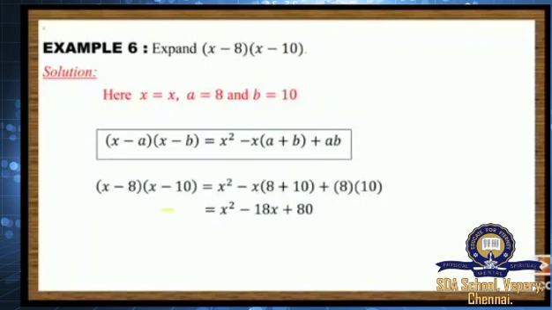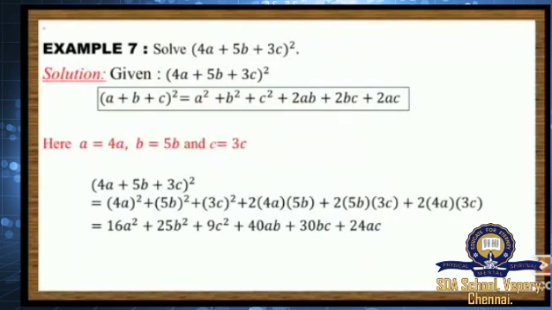x minus 8 into x minus 10 equals x square minus x into 8 plus 10 plus 8 into 10. So first add these two terms, you will get 18. Then multiply with x, so you will get minus 18x. So if you multiply 10 into 8, you will get 80. So the answer is x square minus 18x plus 80.